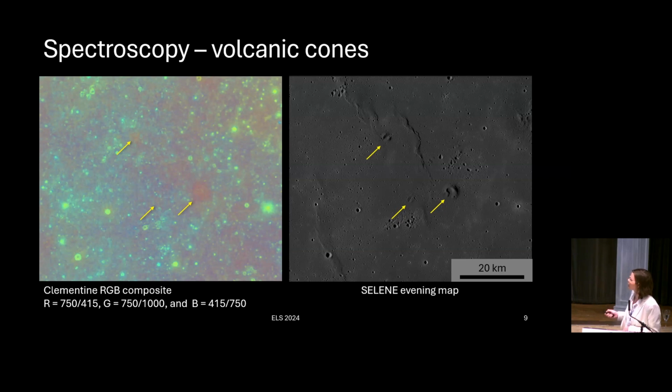In this Clementine color composite, they pop up as red, which would be significant of low titanium or high glass proportion.